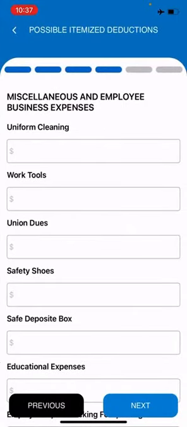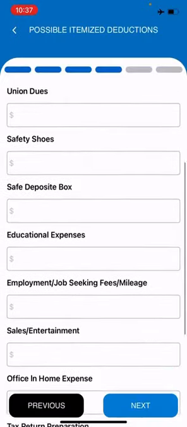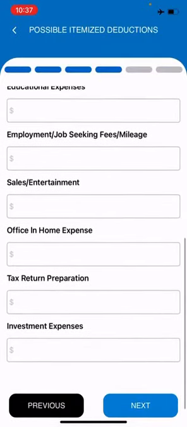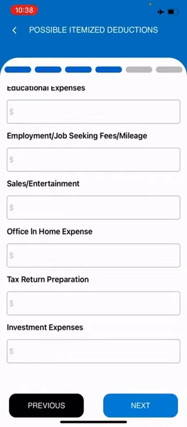Miscellaneous and employee business expense, if you pay for uniform cleaning, work tools, union dues, safety shoes, safe deposit box, education expenses, employment and job seeking fees and mileage, your sales and entertainment, office, in-home expenses, and your tax return preparation expenses, and your investment expenses.